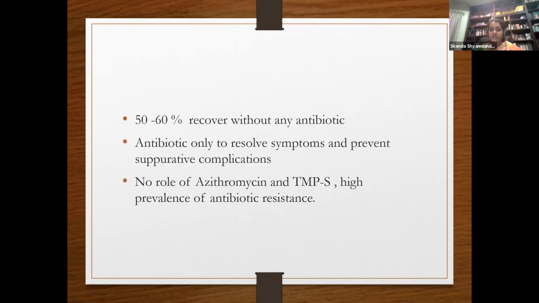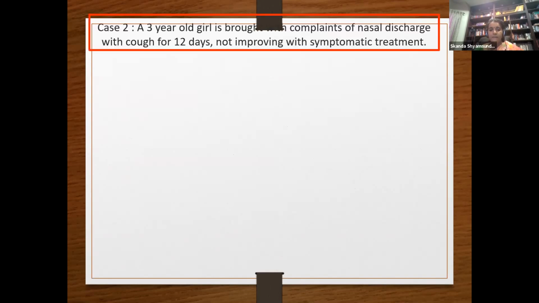In sinusitis, 50 to 60% of the kids will recover without any antibiotic. Antibiotic is given only to resolve symptoms and to prevent suppurative complications. Never ever prescribe azithromycin for a child with sinusitis because there is known to be a high prevalence of antibiotic resistance. Trimethoprim sulfamethoxazole also is not advisable.